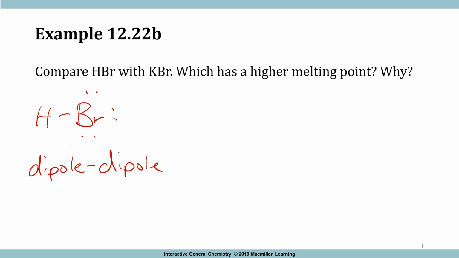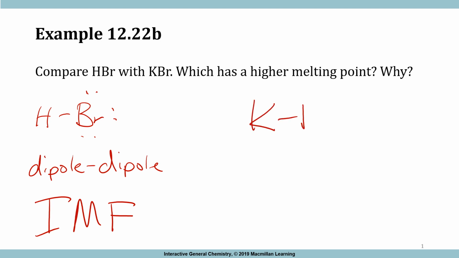Much more important, it's an IMF, so it's an intermolecular force. And then KBr. It might be tricky because technically when we're considering IMFs, like in the beginning of this chapter, we looked at an ionic combined with a hydrogen bond. But right now we're just looking at KBr by itself. So what is holding it together? Just an ionic bond, and this is not considered an IMF.